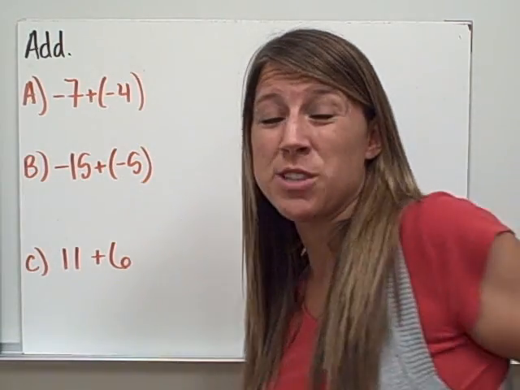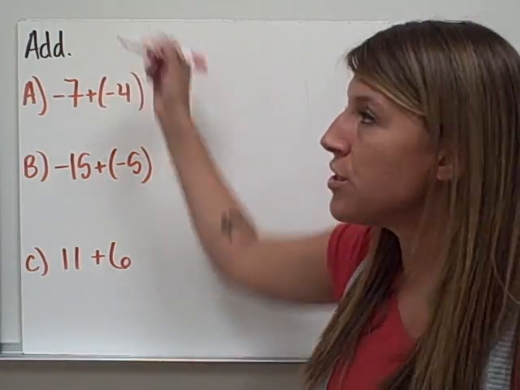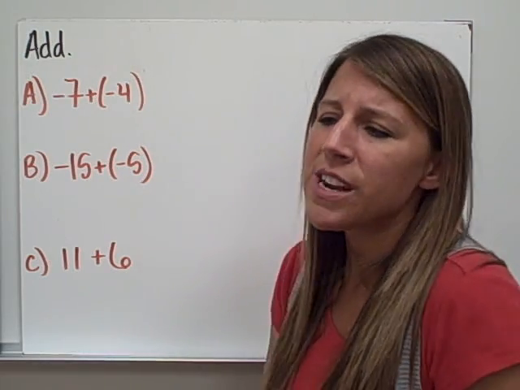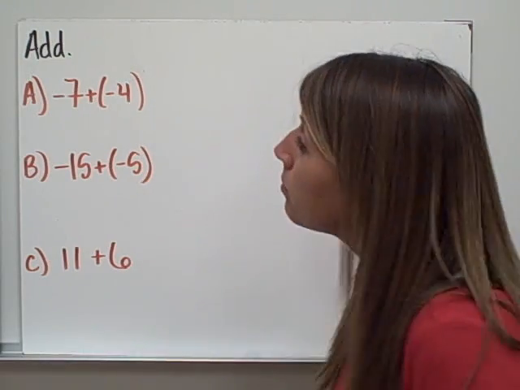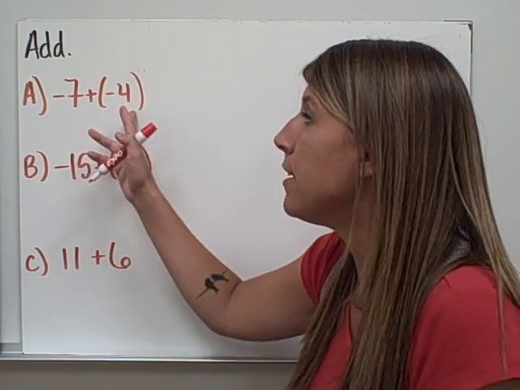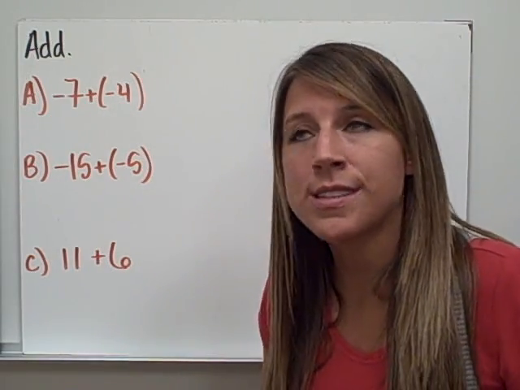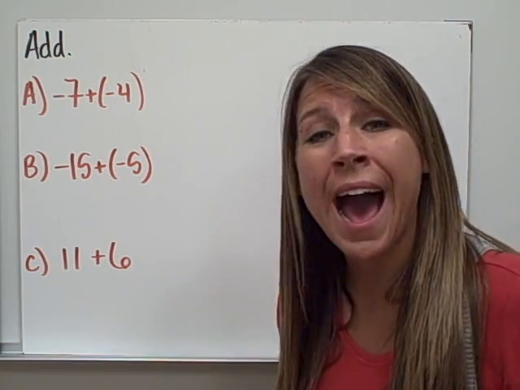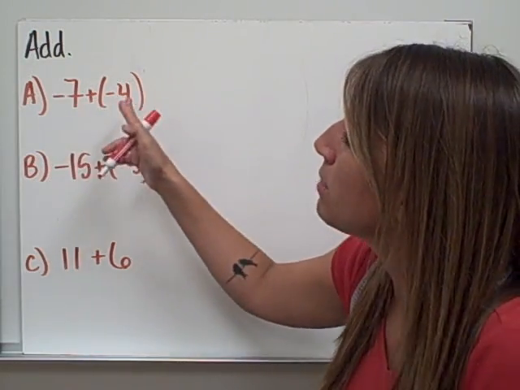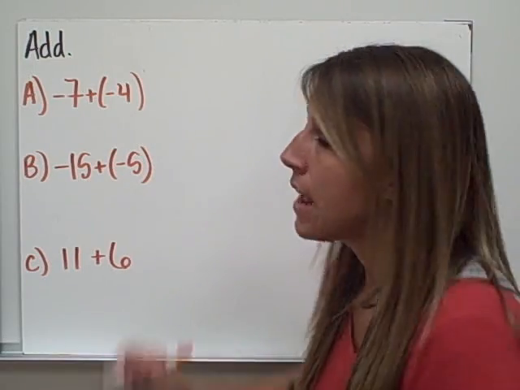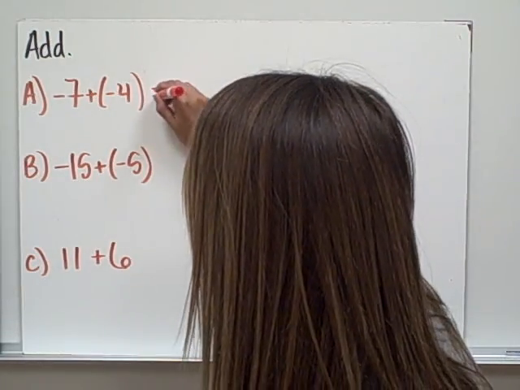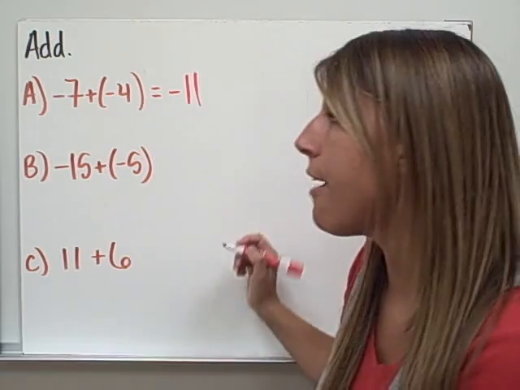So here are just some examples that we're going to work through together. The directions are simply to add. Directions might also say find the sum. So if I'm adding -7 and -4, I recognize that the signs are the same, so I'm simply going to add and keep the sign. 7 plus 4, that is 11, and because they're both negative, my answer is going to be -11.